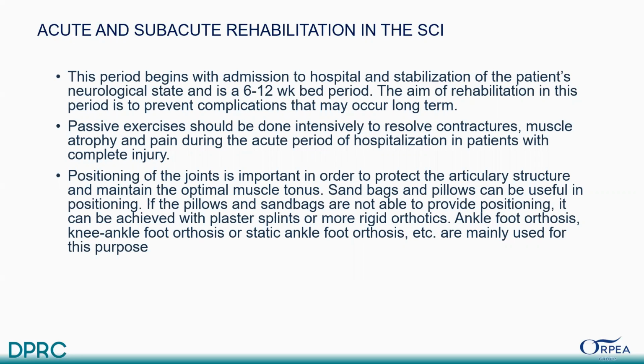And next we are going to acute and subacute rehabilitation in spinal cord injury. This period begins with admission to a hospital and stabilization of the patient's neurological state, and is a 6 to 12 week bed period. The aim of rehabilitation in this period is to prevent complications that may occur in the long term. Passive exercise should be done intensively to resolve contractures, muscle atrophy, and pain during the acute period of hospitalization in patients with complete injury.